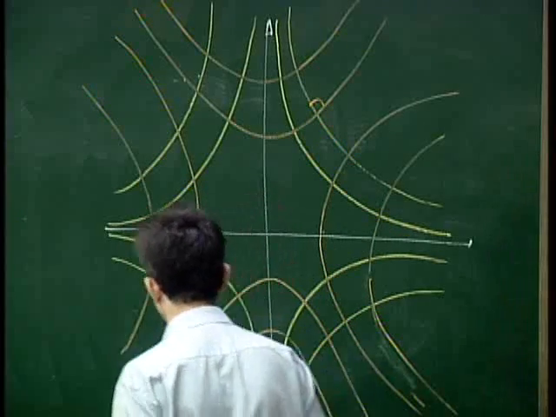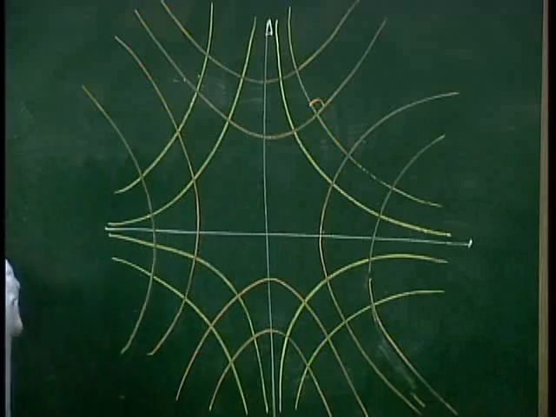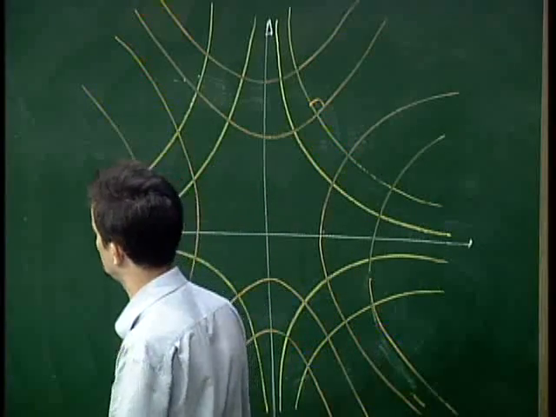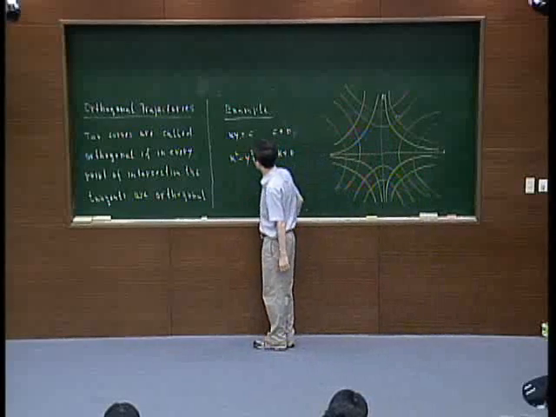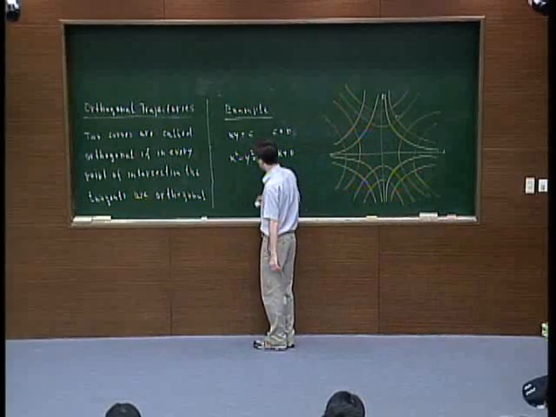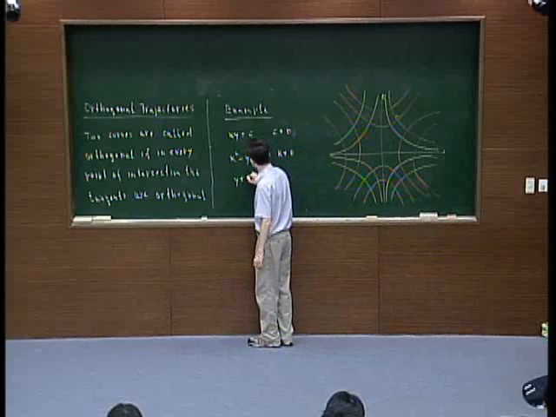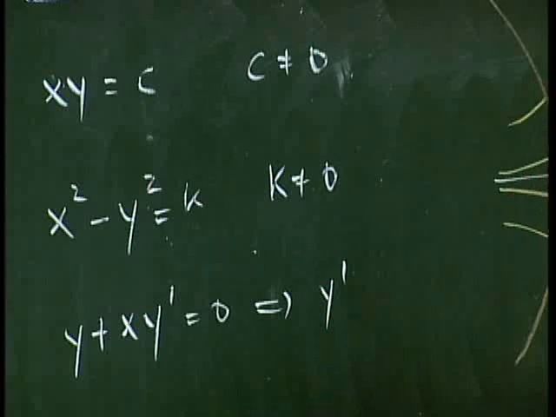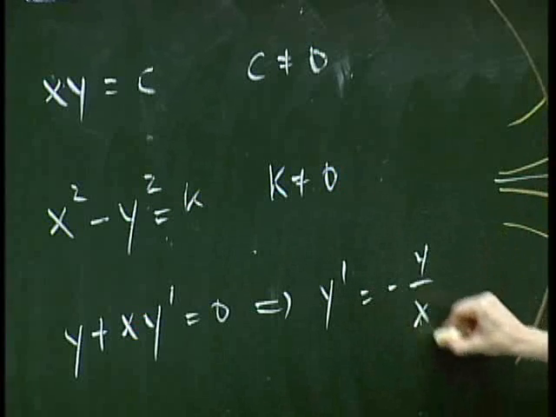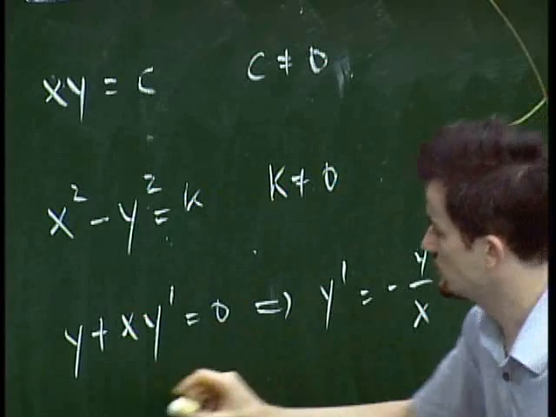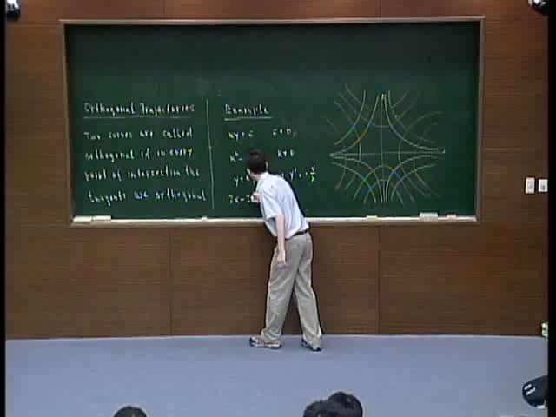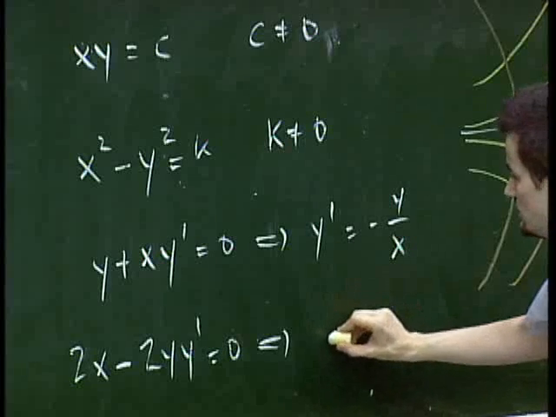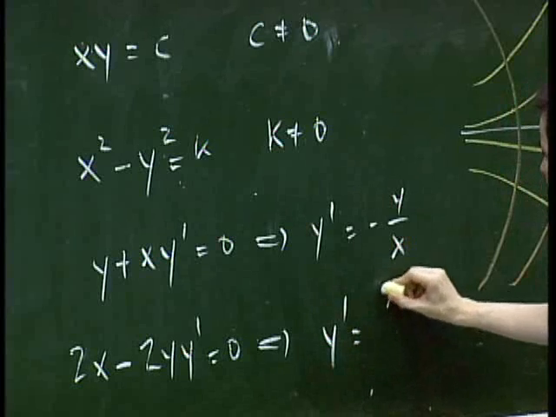Now, this is actually easy to prove from the equations. You do not have to solve for y or something. You can use just directly the method of implicit differentiation. If you do this for the first one, in order to compute the derivative, what you get is y plus x times the derivative of y is equal to 0. So the derivative of y is equal to minus y over x. And if you do this for the second one, you see 2x minus 2y times the derivative of y is equal to 0. So here the derivative of y is equal to x over y.